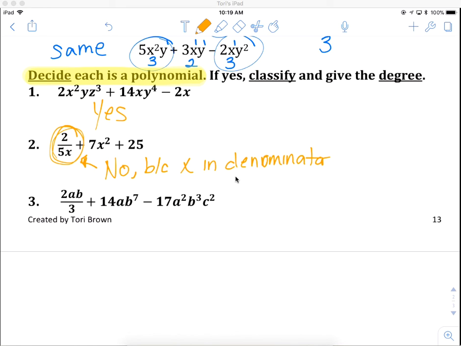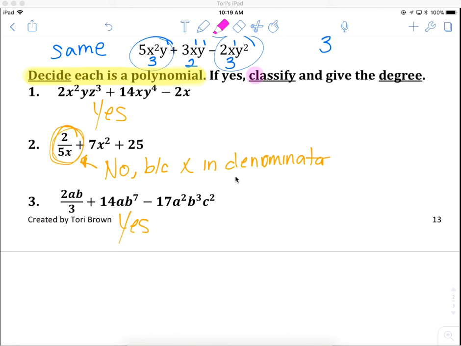We're not going to answer any more questions about number 2 because it's not a polynomial. We can't classify it. We can't give the degree. It's not a polynomial at all, so we're done with number 2. Problem 3, there is a fraction, but are there any variables in the denominator? No. So this one is a polynomial. Yes, it is. We've answered the first question. Let's try the second one.